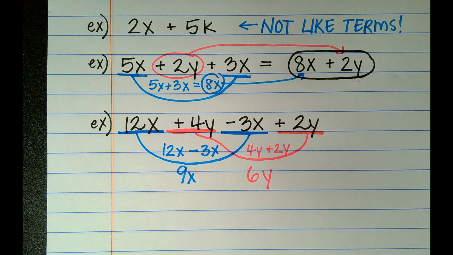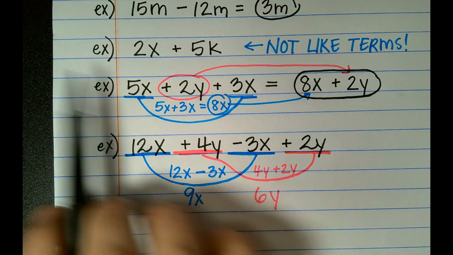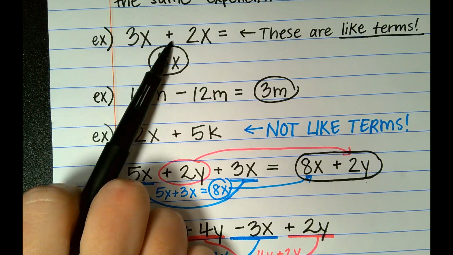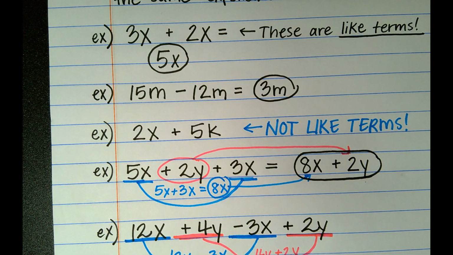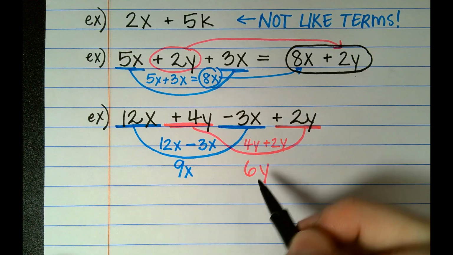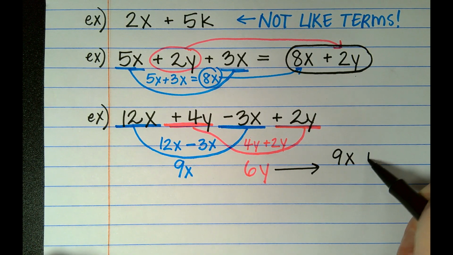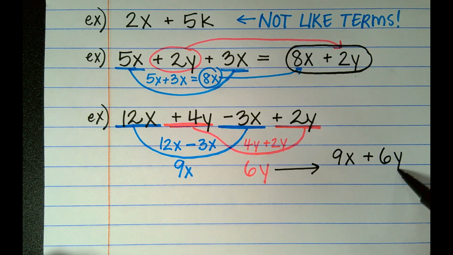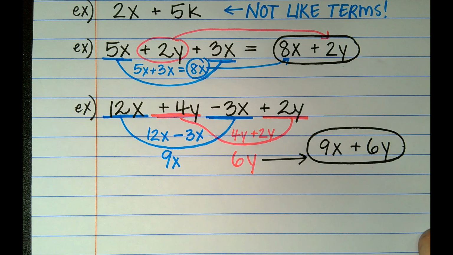Another way of thinking about the plus sign, I like to think of it as an and sign, because that's really all it is. It's saying I have 9x and 6y. We have 8x and 2y in this other one. In the very first one, we had 3x and 2x, and that made 5x. The plus sign is just an and sign, really. So our final answer is 9x plus 6y. And that's as far as we can go.